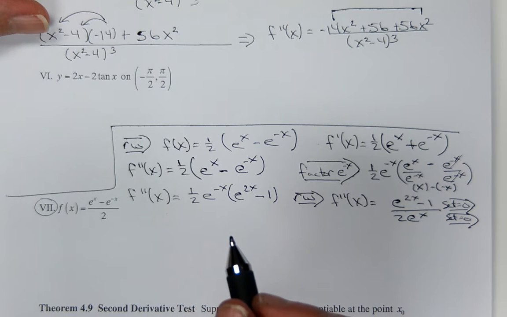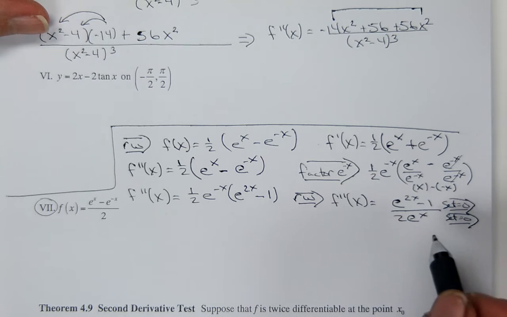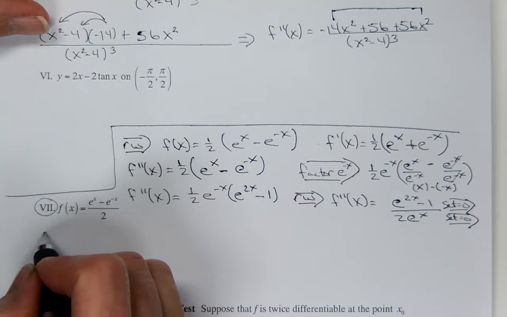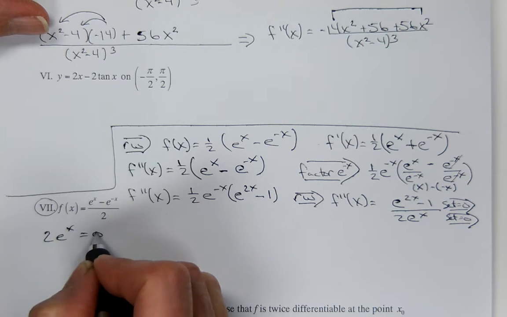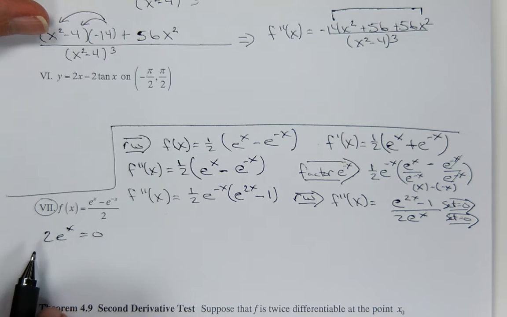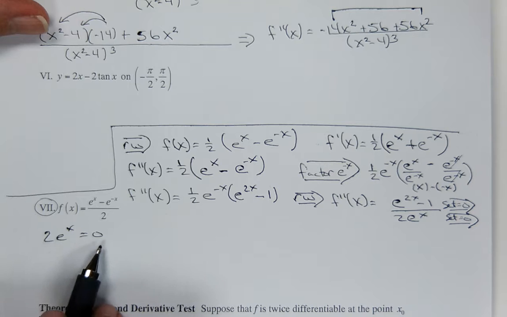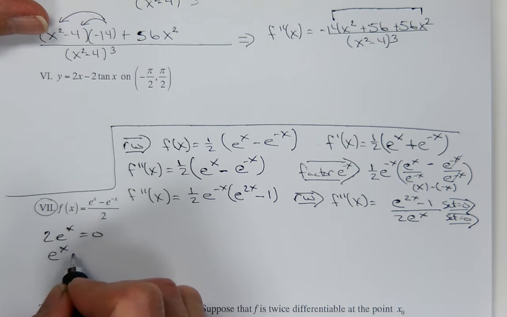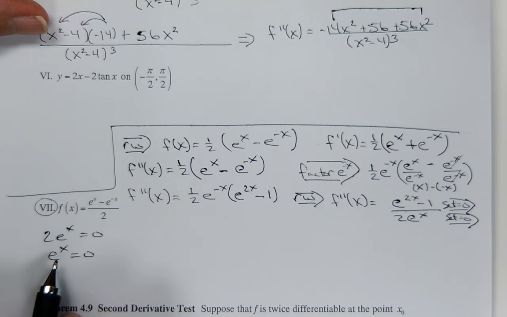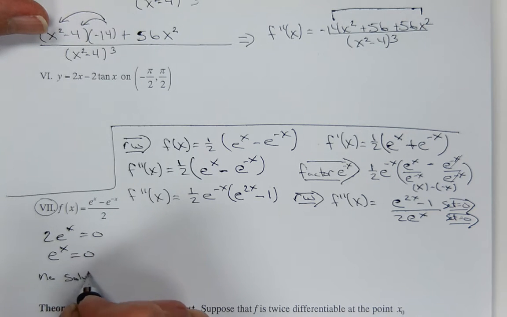So we'll start off with, let's do 2e to the x equals 0. And you can divide, so this is a denominator, you can divide by 2, and you get e to the x equals 0. And there's no value that will make e to the x be 0. If we put 0 in, e to the 0 is 1. So this has no solution. And that means there's no possible inflection points from there.